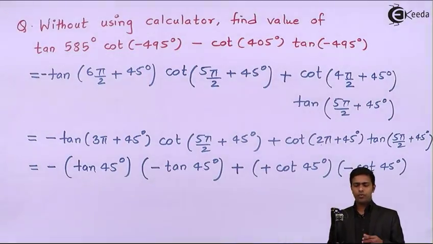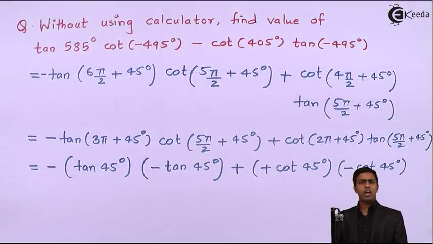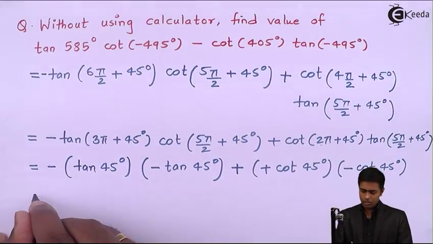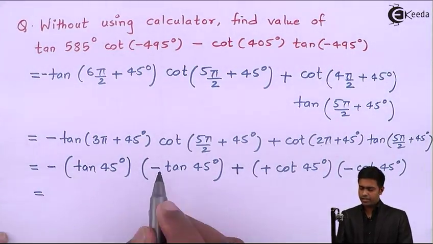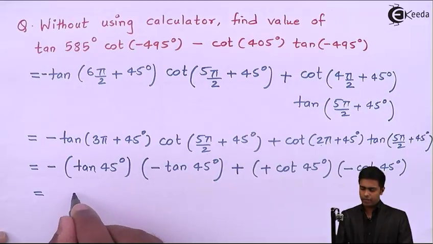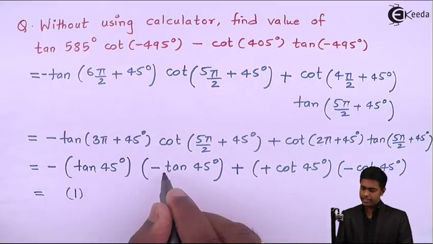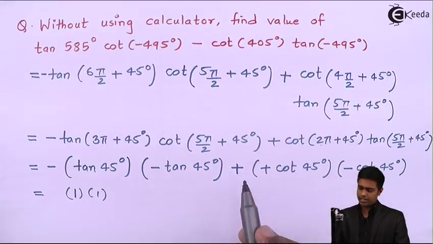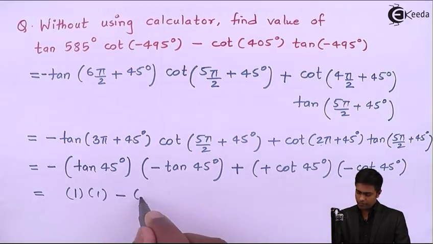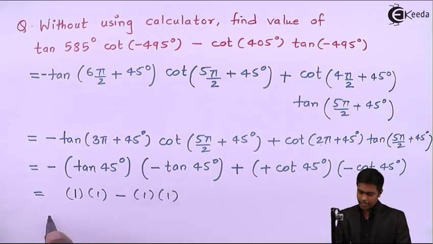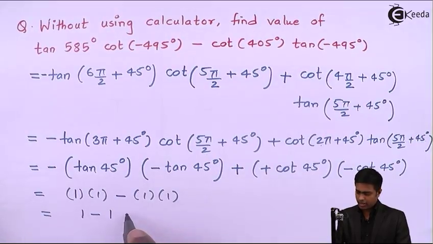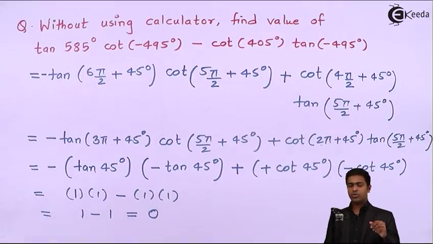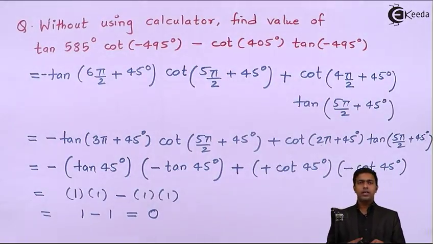Now we just have to substitute the values of these small angles, and we know them from the table. So let's start. Negative into negative will become positive. Tan 45 is 1. Again tan 45, which is 1. Here we will get plus minus, that is minus. Cot 45 is 1, cot 45 is 1. It means we are getting 1 minus 1, which is 0. And so therefore the value of this big trigonometric expression is equal to 0.